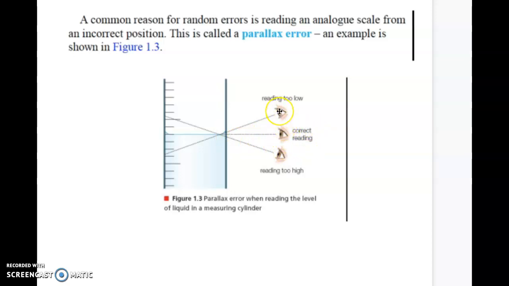If your eye is either too high or too low, you will end up having a reading which is dependent on your original position. Now, if you are constantly changing that position, like say you're measuring the extension of a spring on a ruler and you're having a chat with your friend, and then you look from here the first time, here the second time, there the third time, then what you're going to end up with is a random error.